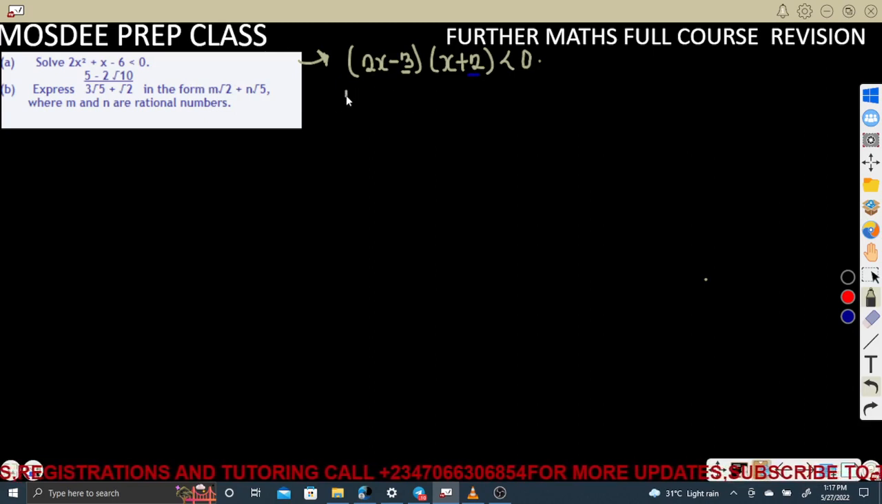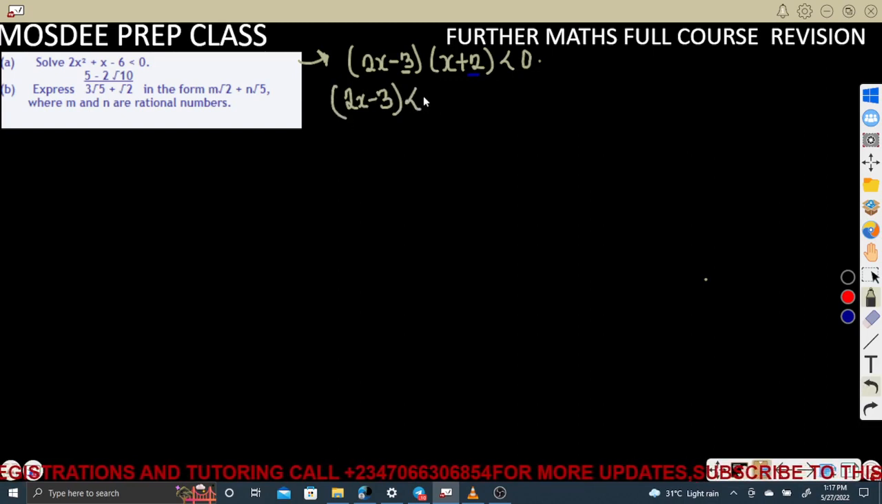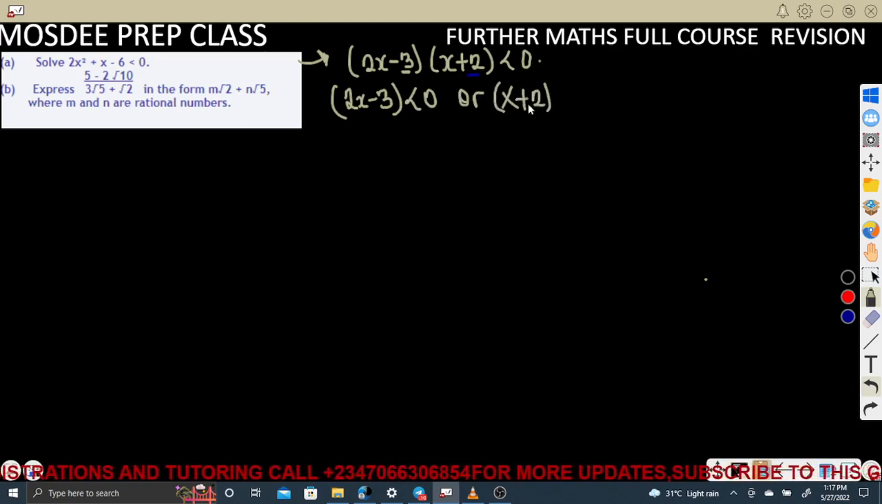So that means 2x minus 3, apologies, for the lower number we follow the inequality sign. The inequality sign is less than 0. For the second one, we follow the reverse of the inequality sign. The reverse of less than is greater than 0.